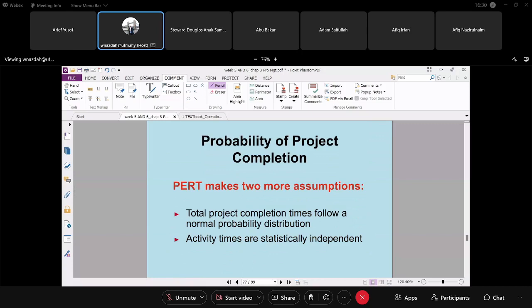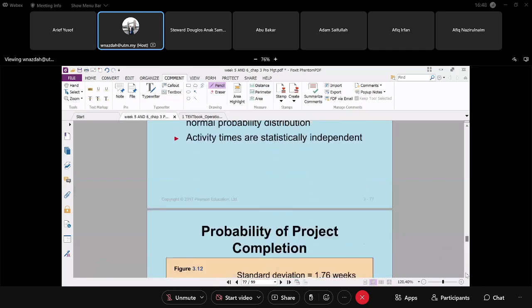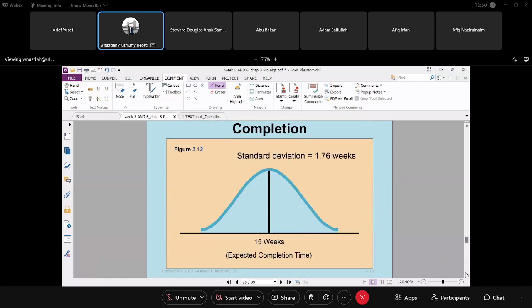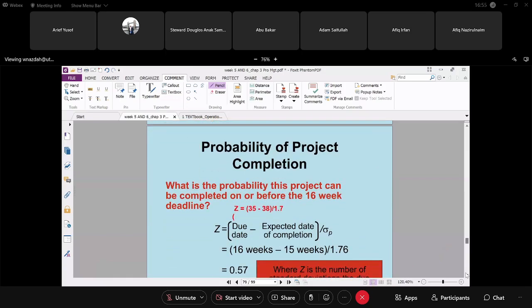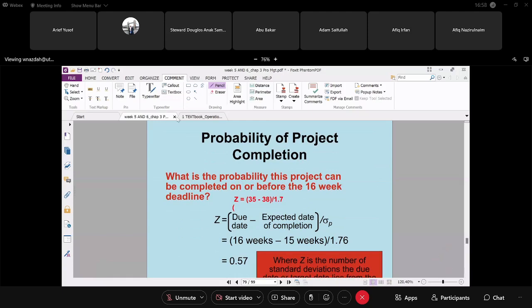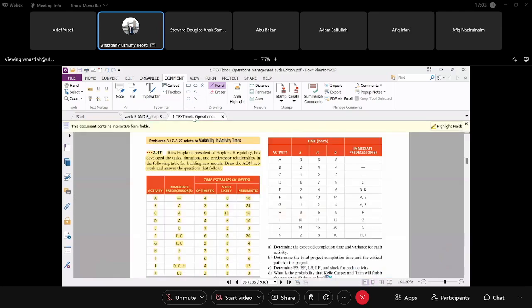Alright, the PERT method actually makes two more assumptions. Total project completion time follows a normal probability distribution and activity times are statistically independent. Okay, we will come back to this one. Before that, now let's practice how to calculate the variance or project variance.